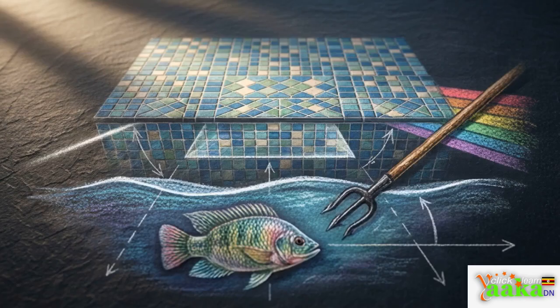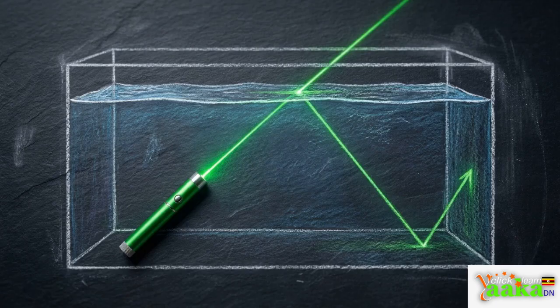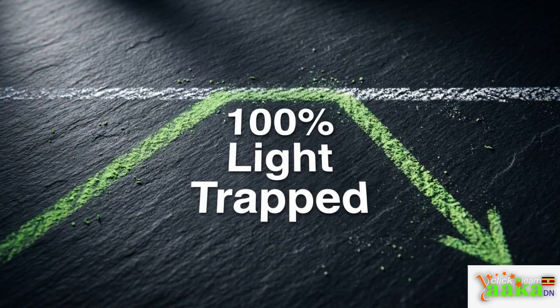There is a specific condition where light cannot escape a medium at all. If light travels from a dense medium to a less dense one at a very shallow angle, it does not cross the boundary. Instead, it reflects entirely back inside, like a mirror. We call this total internal reflection.